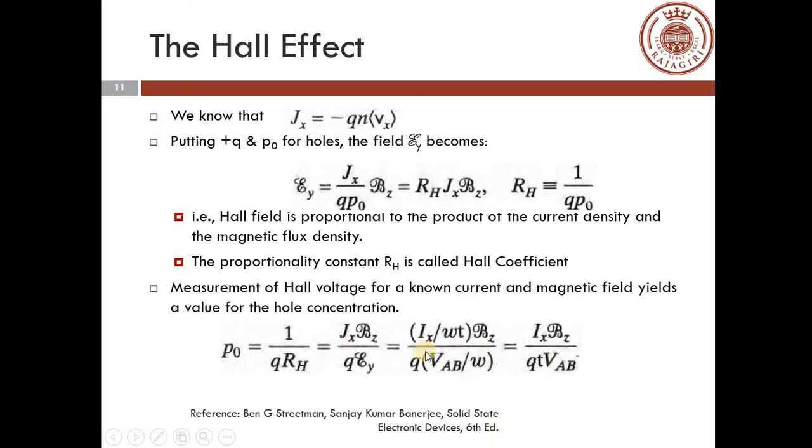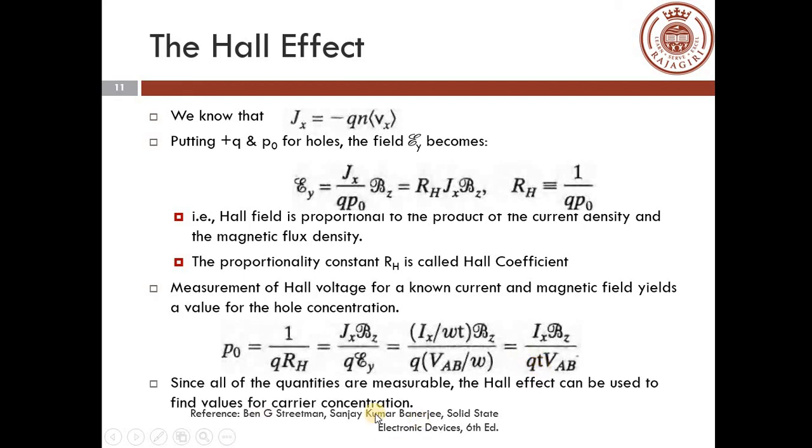On simplification, the hole concentration PO is equal to Ix into Bz divided by Qt into VAB. So all these quantities are measurable. So if we know the Hall effect, it can be used to find out the carrier concentration. PO is equal to Ix into Bz by Qt into VAB.